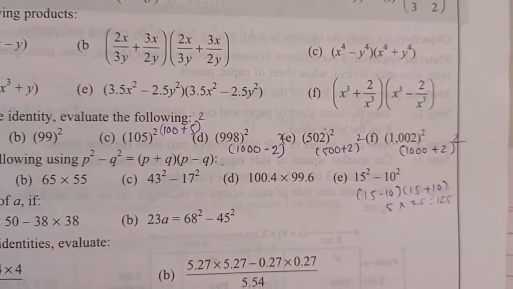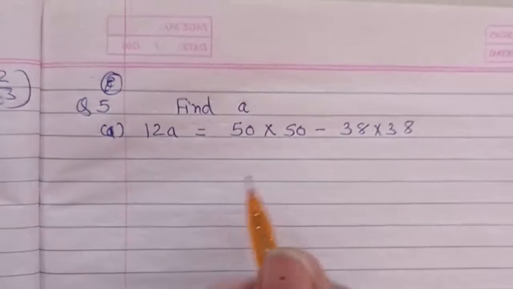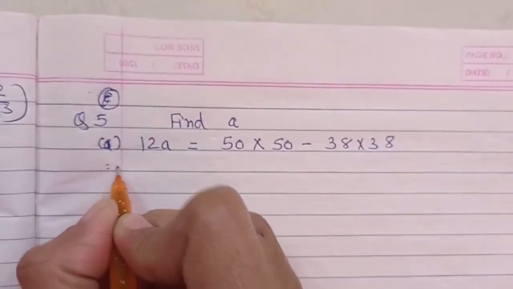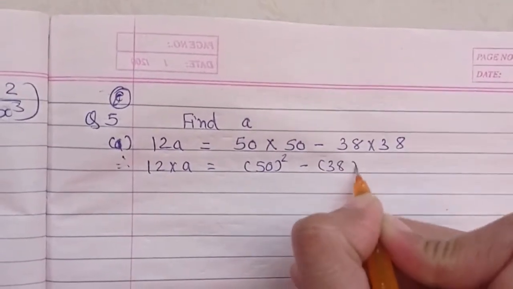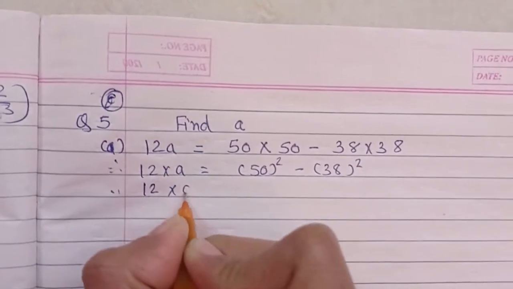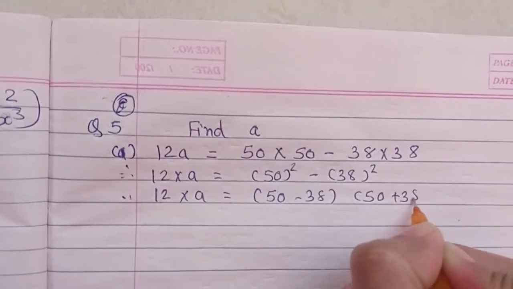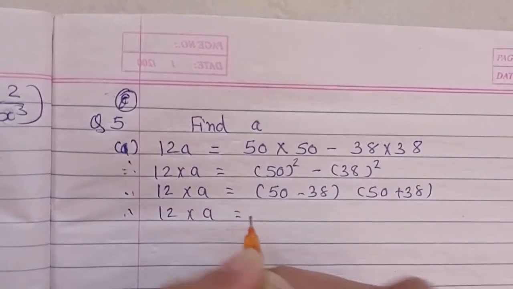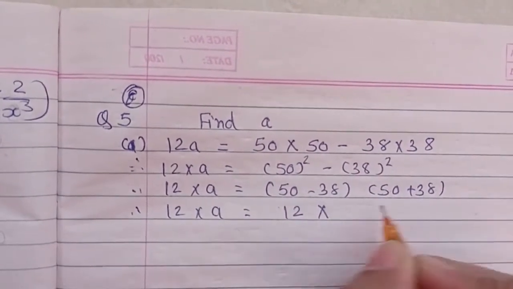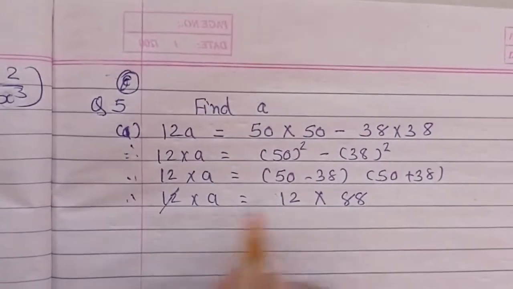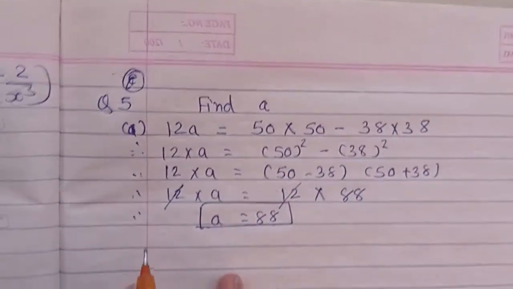Okay. Now question number 5. Find the value of A if. In this sum we have to find out the value of A. So what can we write? 12 into A is equal to, we can write 50 square minus 38 square. So we can write 12 into A is equal to 50 minus 38 and here 50 plus 38. So 12 into A is equal to 12 into 50 plus 38 becomes what? 88. So your 12 and 12 would be cancelled out and your A is equal to 88. Like this way you will get the answer.